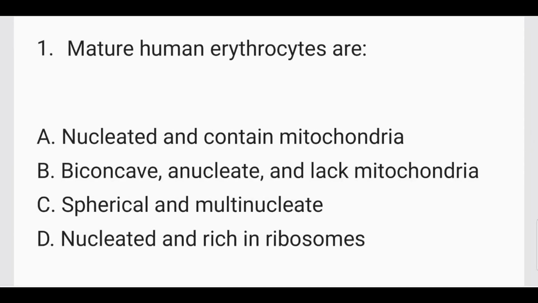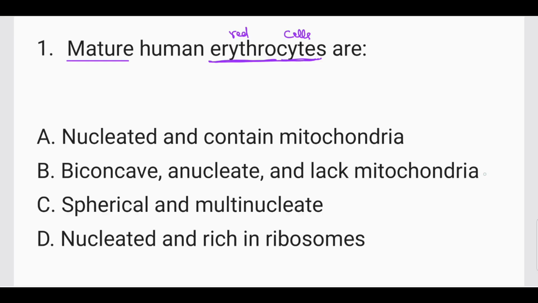Question 1: mature human erythrocytes are? पहले आपको क्वेश्चन पे ध्यान देना है कि क्वेश्चन में क्या क्या वर्ड लिखे हैं। First, it is written as mature human erythrocytes. बायोलॉजी में बहुत सारे कॉन्सेप्ट सिर्फ नाम से ही क्लियर हो जाते हैं। Erythro means red, cytes means cells, so they are talking about the red blood cells. A, nucleated and contain mitochondria. B, biconcave, anucleate and lack mitochondria. C, spherical and multinucleate, and D, nucleated and rich in ribosomes.